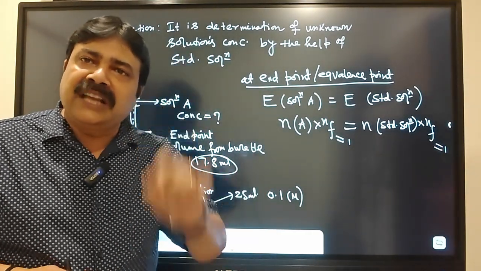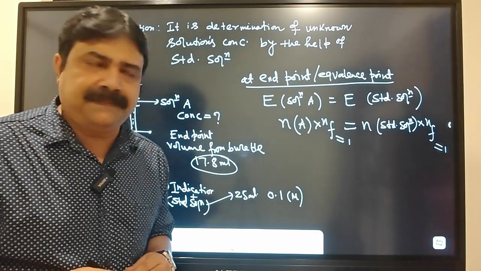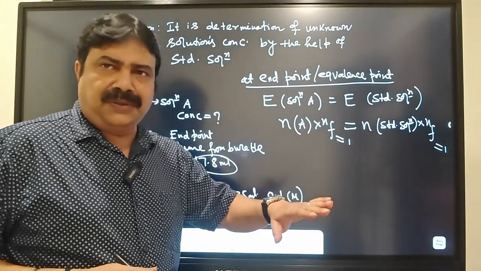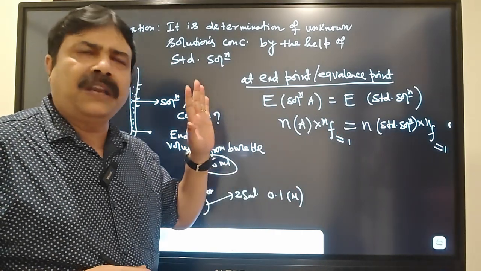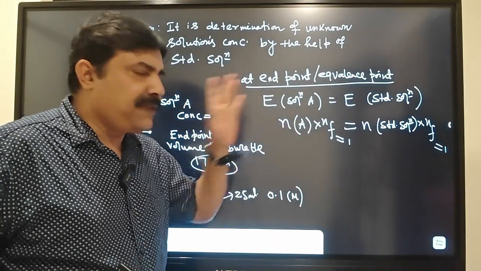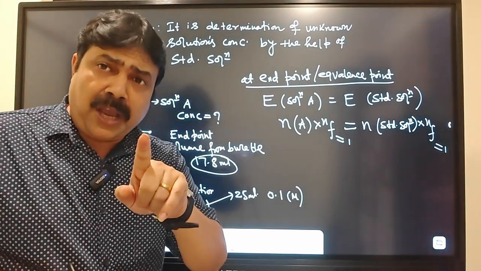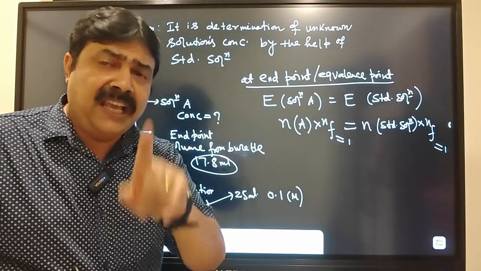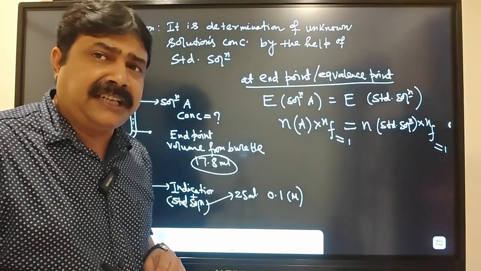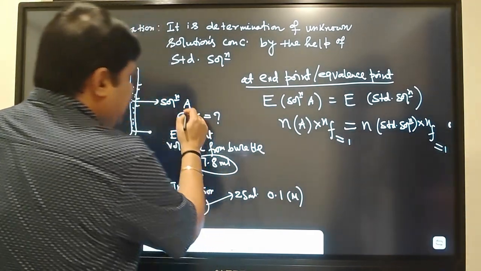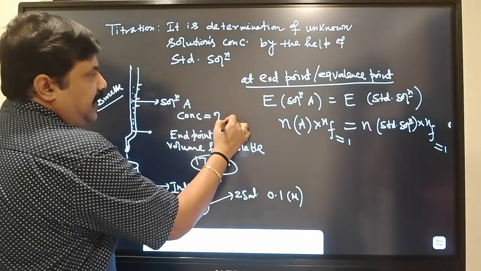If you have a doubt, you can have a look over there. So now the n factor, I assume, for the standard solution as well as solution A is nothing but 1. Then number of moles into n factor is the equivalence. Then I can change molarity of the solution into volume of the solution in liter is the number of moles. For that purpose, suppose I am telling concentration of A, I don't know.